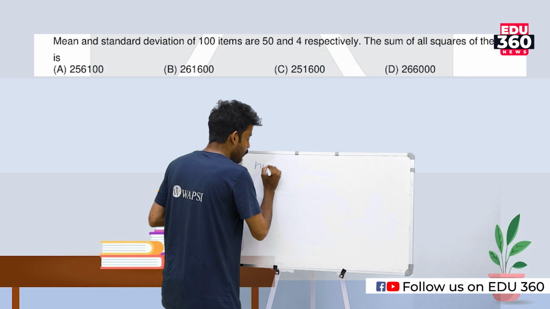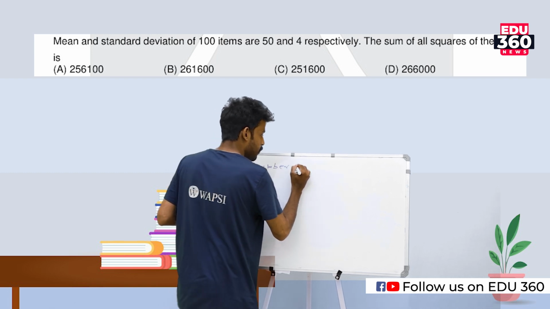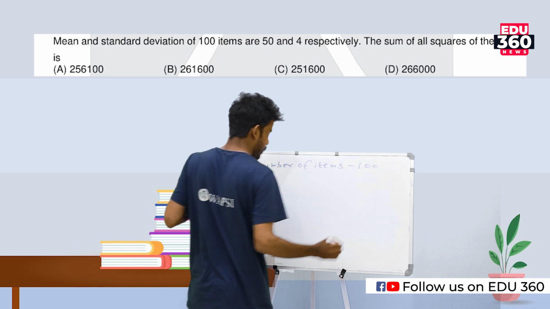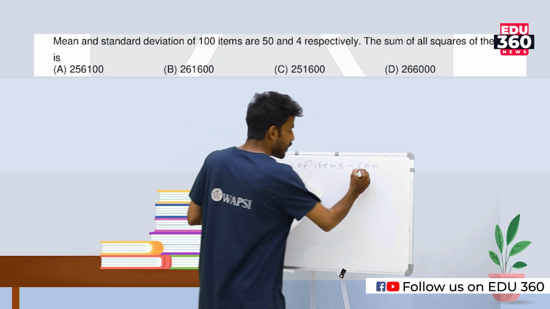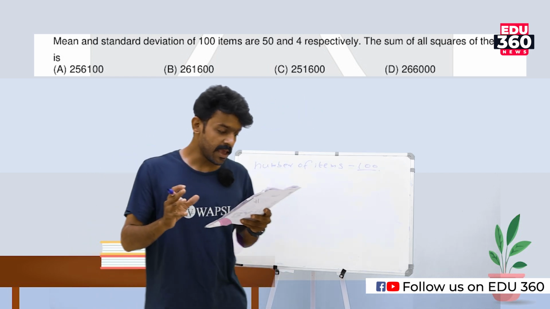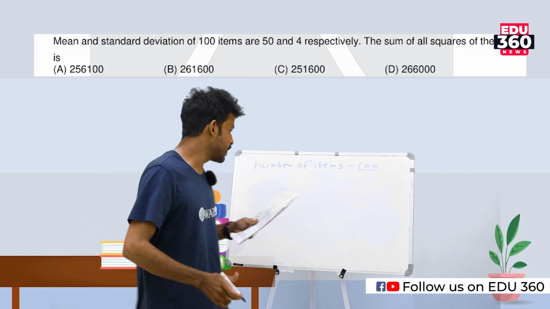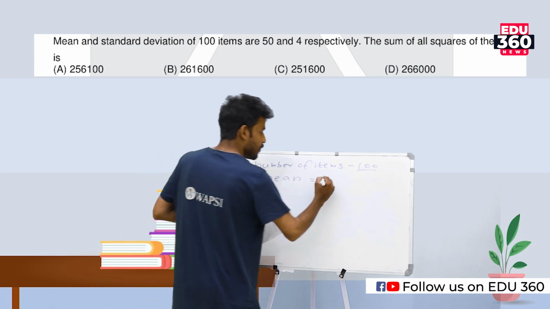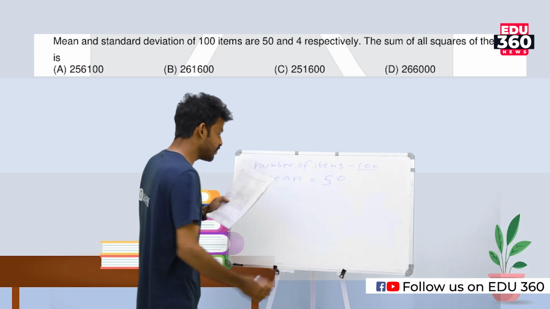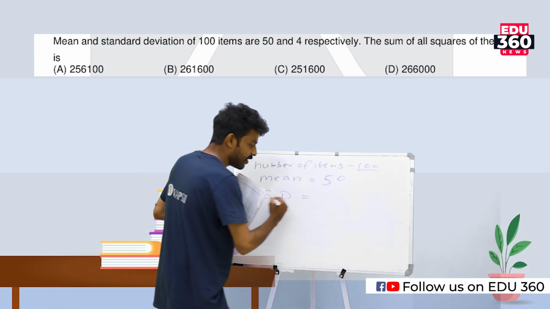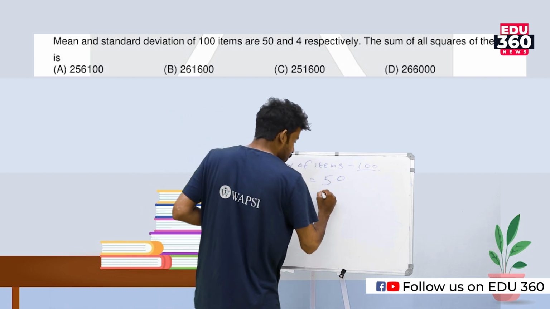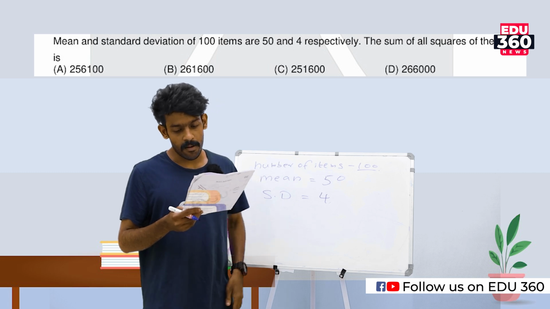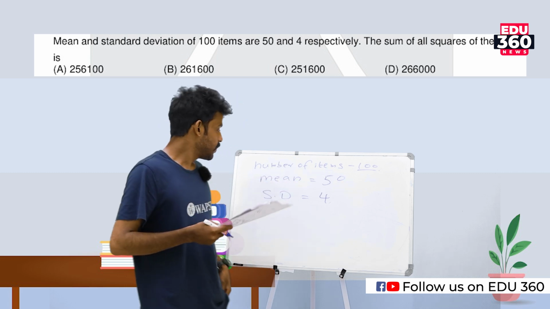So we can write the number of items. Number of items is 100, and it's given that the mean is 50, and the standard deviation, simply we can represent as SD, is given as 4. Okay, so we need to find the sum of all squares of the items.